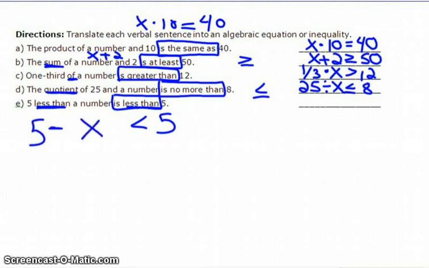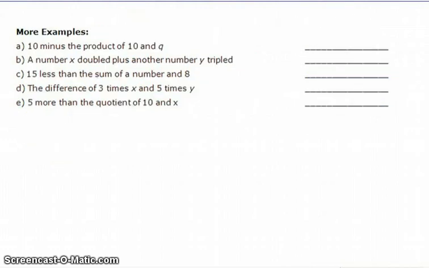Now, if you have this down, that's really close, but remember, in subtraction, if it says less than, more than, or subtracted from, that means you need to flip it around. So I have x minus 5 is less than 5. All right, we're almost done. So here, we've got more examples. Now, these 5 examples we're going to do together in class tomorrow, so you can go ahead and skip those.